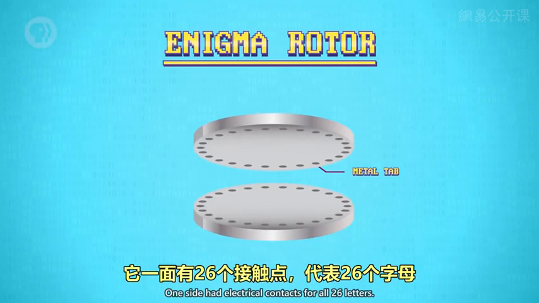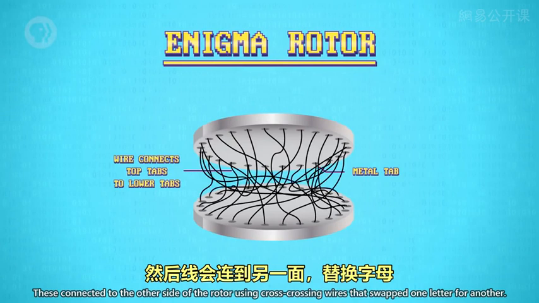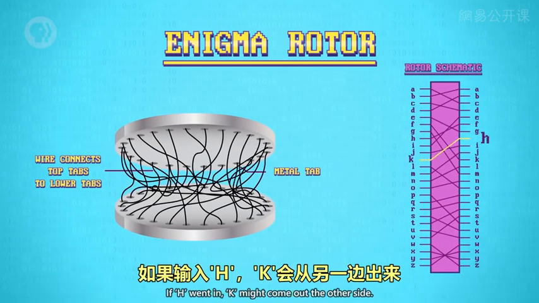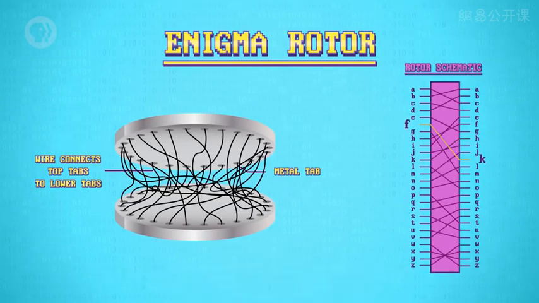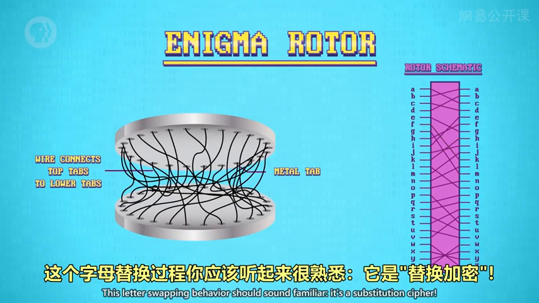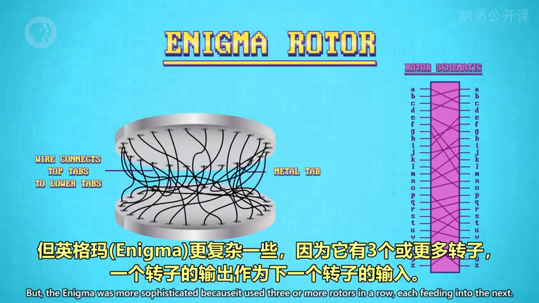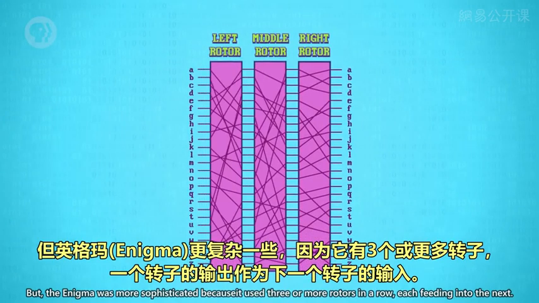One side had electrical contacts for all 26 letters. These connected to the other side of the rotor using criss-crossing wires that swapped one letter for another. If H went in, K might come out the other side. If K went in, F might come out, and so on. The letter swapping behaviour should sound familiar. It's a substitution cipher, but the Enigma was more sophisticated because it used 3 or more rotors in a row, each feeding into the next.